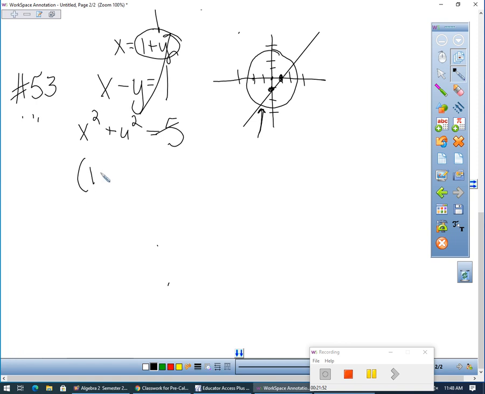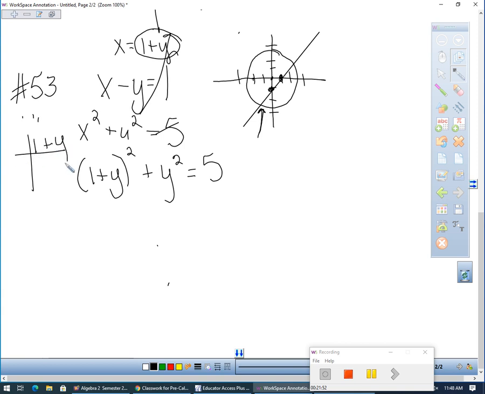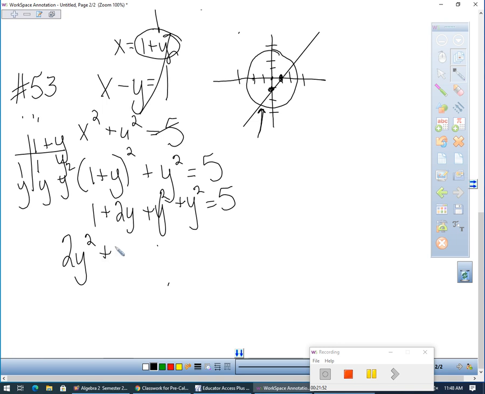First of all, I'm going to plug in 1 plus y squared for the x. And then I have y squared equals 5. When I put this in the box this time, 1 plus y and 1 plus y, I apologize, we get 1, y, and y squared. That's so much better. So we have 1 plus 2y plus y squared equals 5. Now, combining like terms, I have 2y squared plus 2y, subtracting 5 to this side, minus 4 equals 0. So much better.